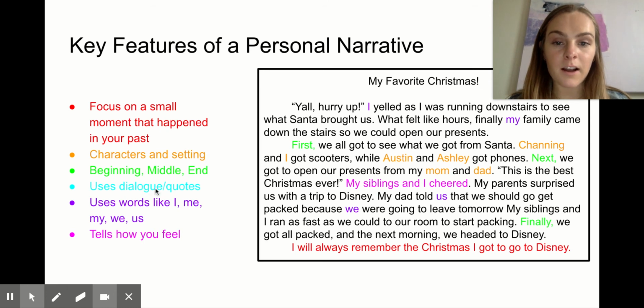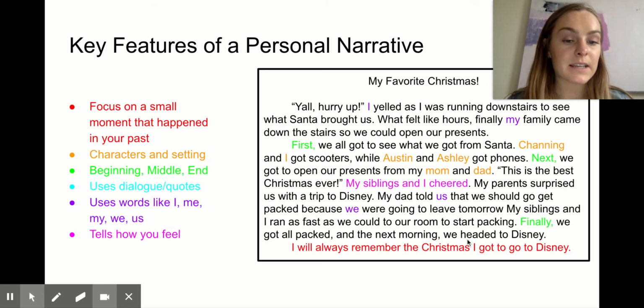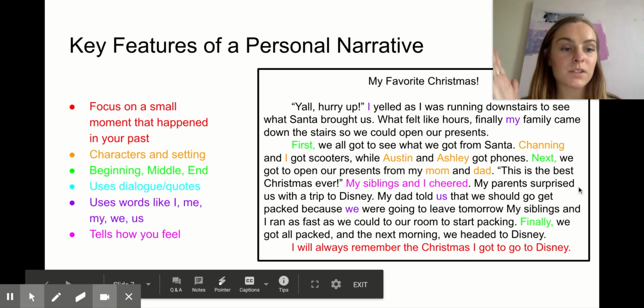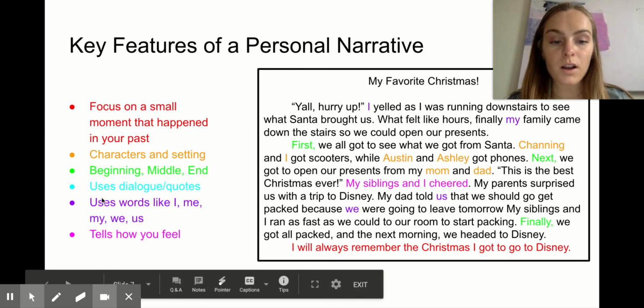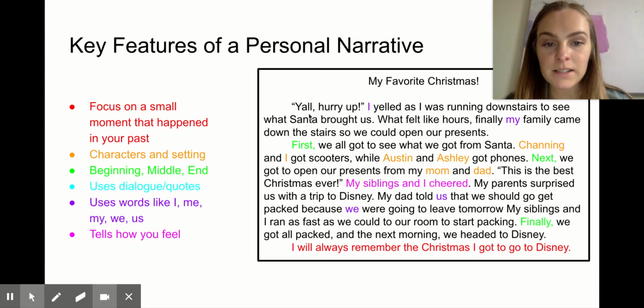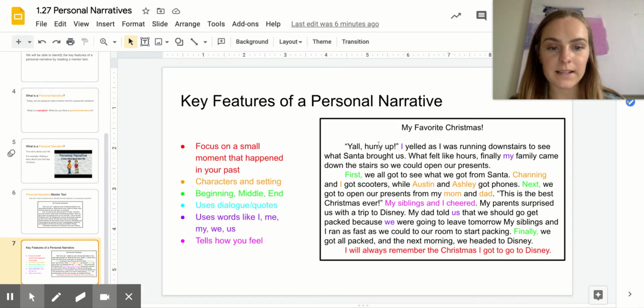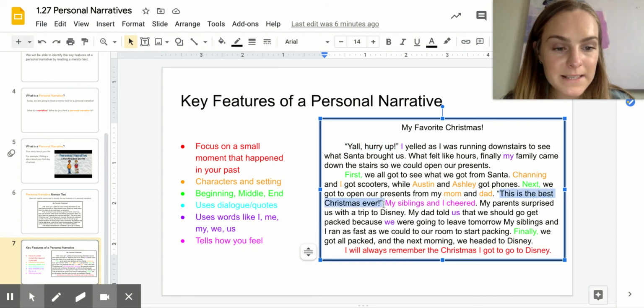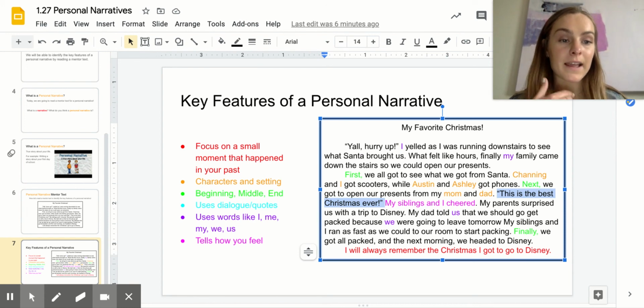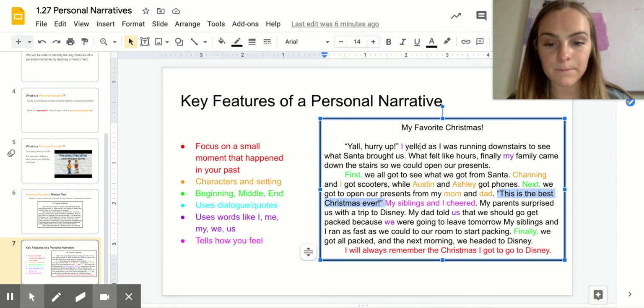Another key feature of a personal narrative is beginning, middle, and end. So I went in chronological order of what happened in my story. I used things like first, next, finally, to make sure I was going in the exact order of what took place that day. Also, I used dialogue or quotes. For example, let me highlight my quotes that I used in this text. For example, I used, "Y'all hurry up," or "This is the best Christmas ever." These are dialogue that I actually personally said that day.